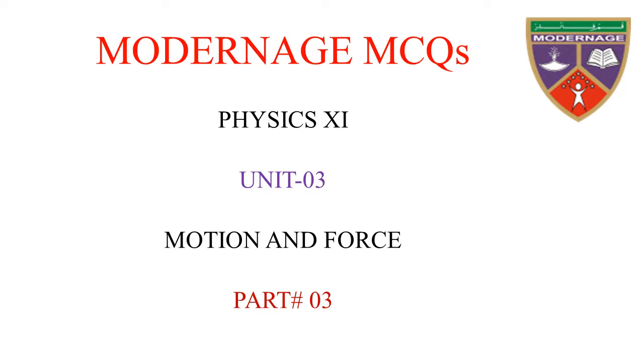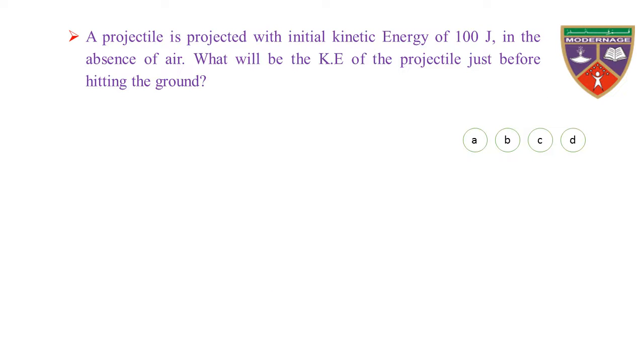Modernage MCQs Physics class first year, unit number 3, Motion and Force, part 3. A projectile is projected with initial kinetic energy of 100 joule. In the absence of air, what will be the kinetic energy of the projectile just before hitting the ground?